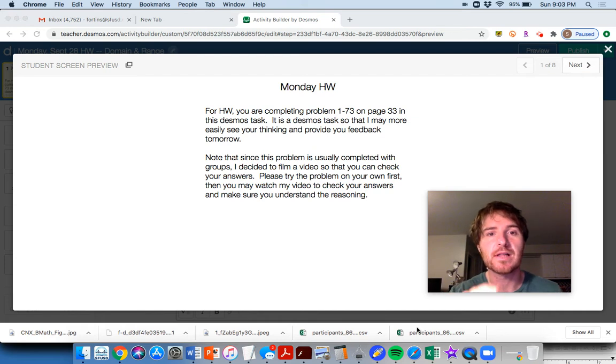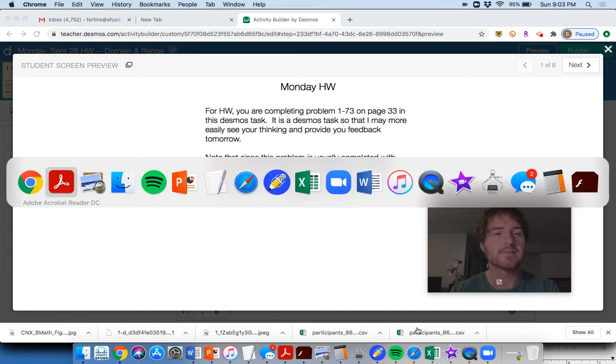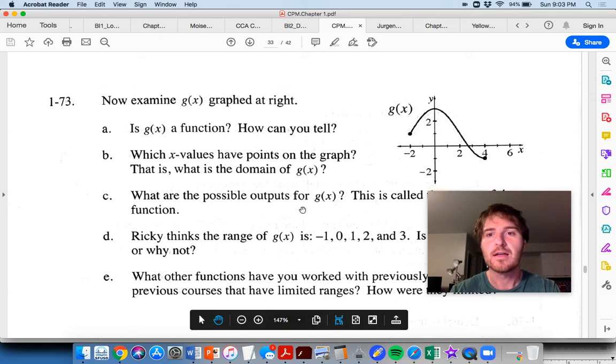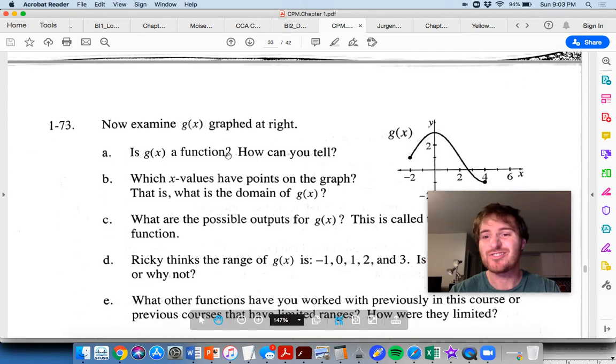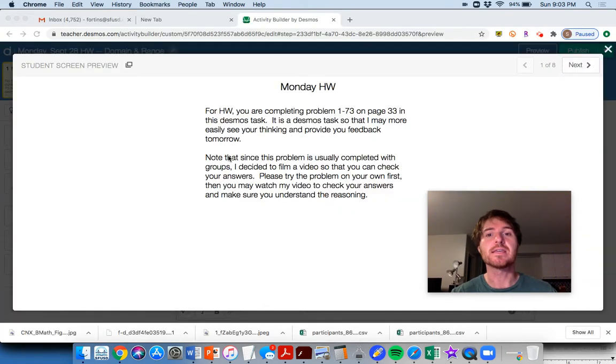Normally, this is a question we do in class. For homework, you're completing problem 173 on page 33 in the Desmos task. So that's right here. I got the picture. You don't need to actually open up your textbook, you're just going to answer this question. You're going to do it in the Desmos so I can see what you write and then give you feedback on it tomorrow. Note that this problem is usually completed with your groups, so I decided to film this video, and you can check your answers.